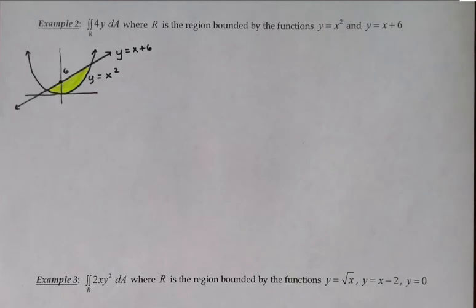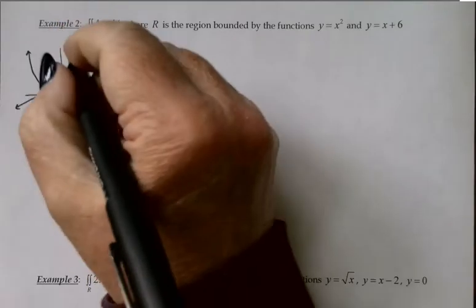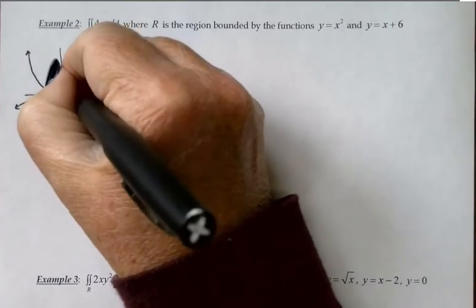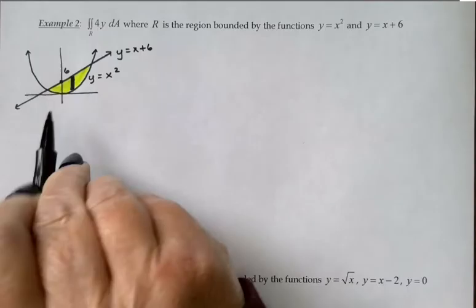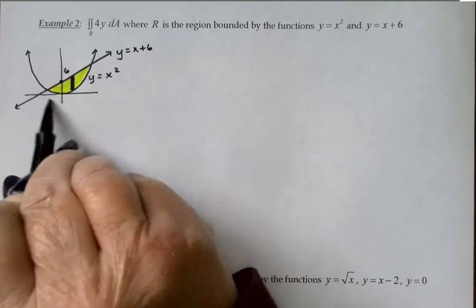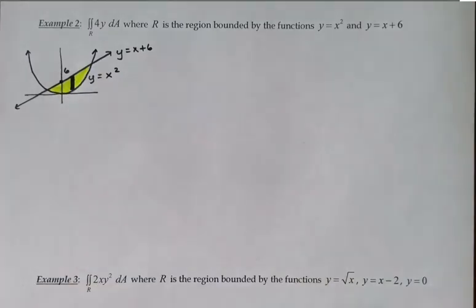And once again, I don't see any particular reason not to go with vertical rectangles. If I were to draw my vertical rectangle anywhere in this region, the bottom of the rectangle would always be on the parabola, and the top would always be on the line. So I have consistency.